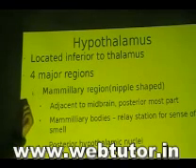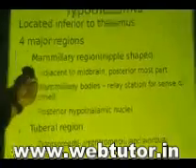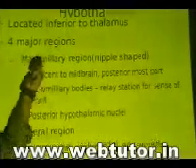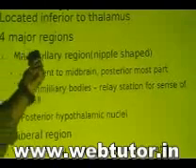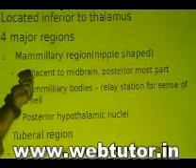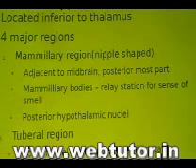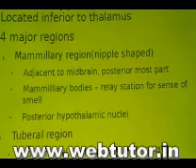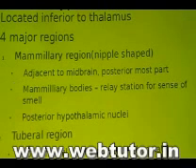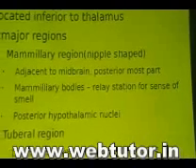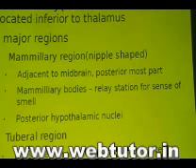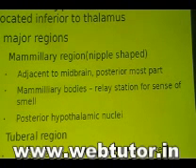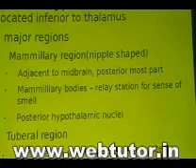It has 4 major regions. The first one is your mammillary region. The name is similar to mammary glands because mammillary means nipple-shaped, and that is why it derives its name from there. It is adjacent to the midbrain, the posterior-most part of the hypothalamus. It has your mammillary bodies, which are very important, and are a relay station for the sense of smell. It also has the posterior hypothalamic nuclei.